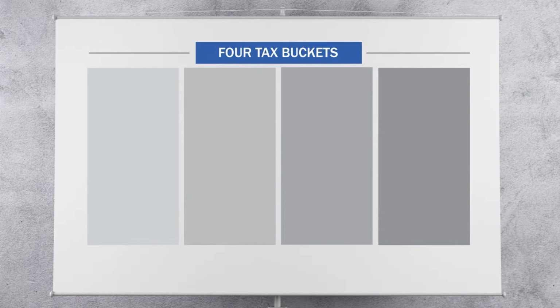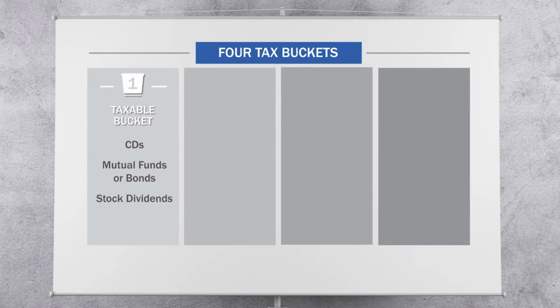Now, the first bucket is your taxable bucket, so any accounts or financial vehicles that you pay tax on each year, whether or not you pull the money out, falls in this bucket. So what does that mean? It might be bank accounts like CDs. It might be brokerage accounts, your mutual funds or bonds, or even stock dividends. Anything that gives you a 1099 each year, even though you didn't pull the money out, maybe you're just reinvesting, that falls into this taxable bucket.